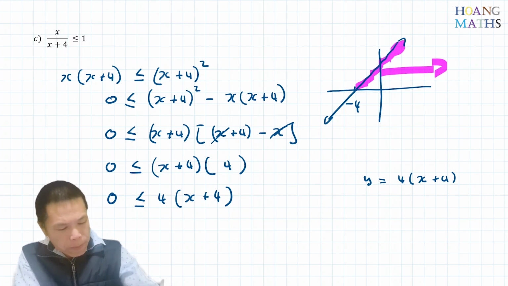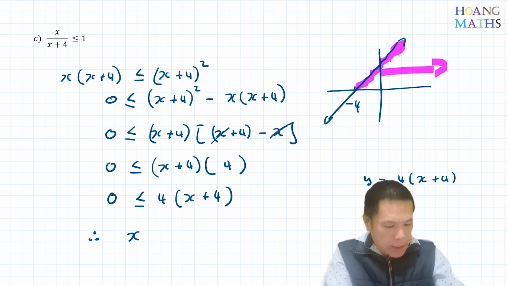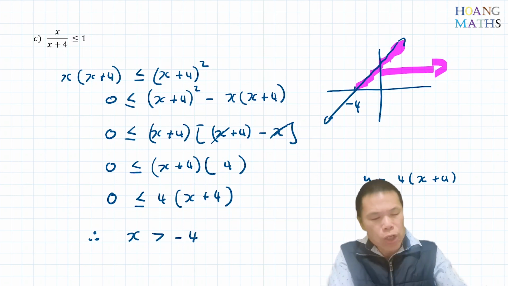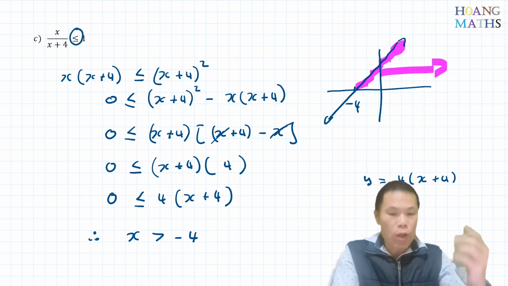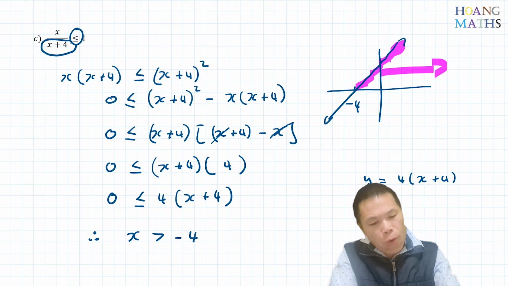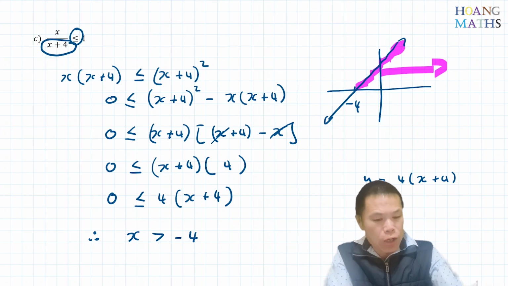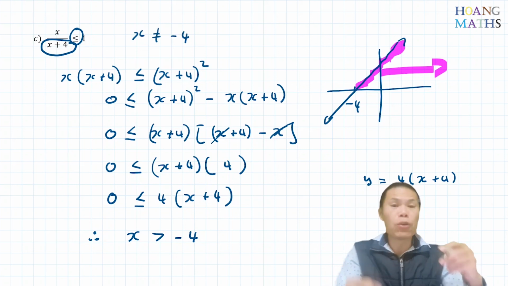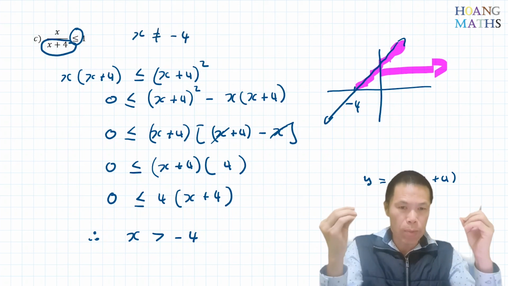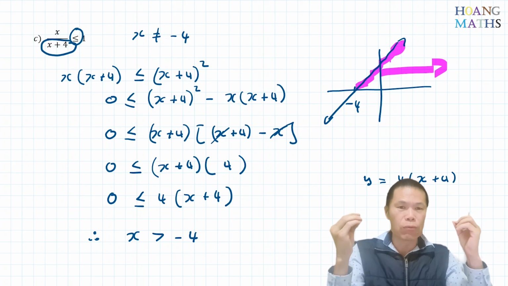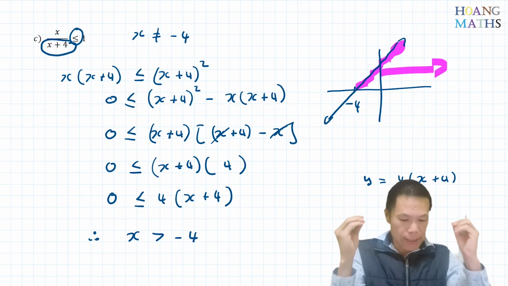So therefore, x is greater than negative 4. But then we need to check the answer, okay? We have an equal here. We should have an equal as well. But then because of x plus 4, this means that x cannot be equal to negative 4. Okay? Because if x is equal to negative 4, the denominator is 0. You cannot divide by 0. So therefore, this is it. This is the answer.